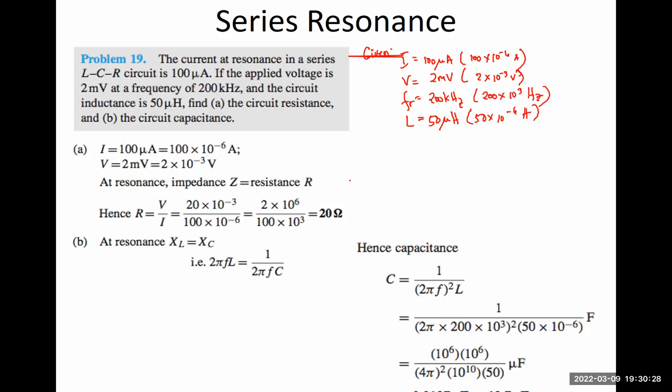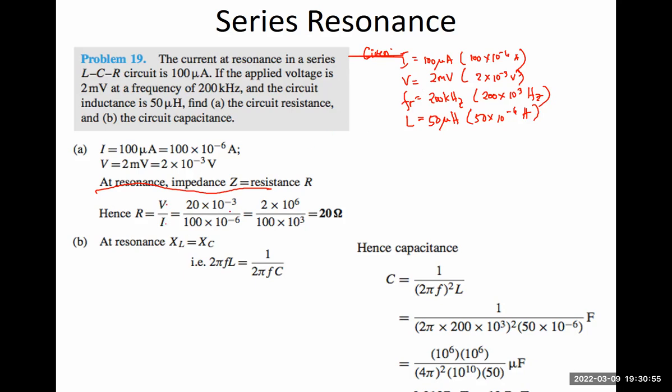So let us now find the circuit resistance. For the circuit resistance, we could make use of Ohm's law, wherein the resistance is equal to V over I. So remember that at resonance, your impedance Z is equal to your resistance R. So we could now have V over I.